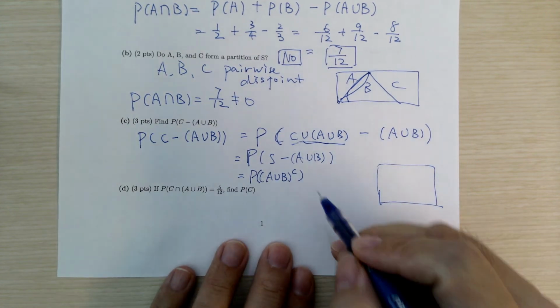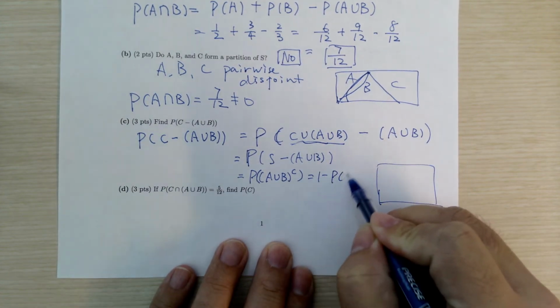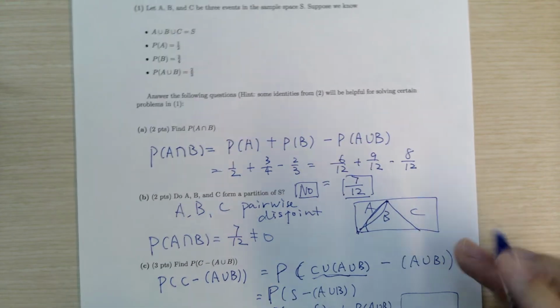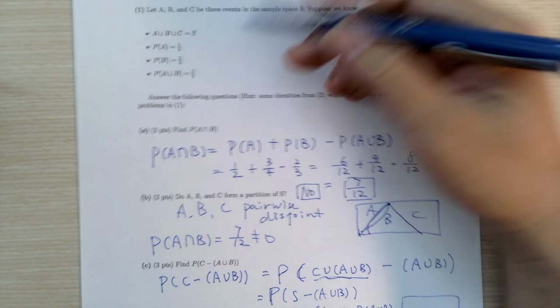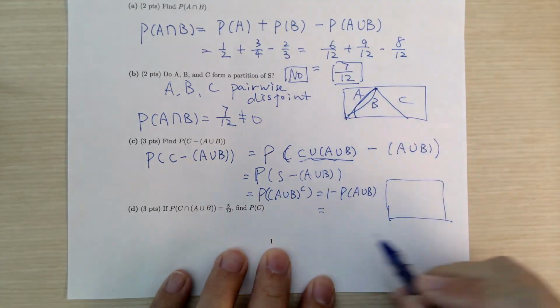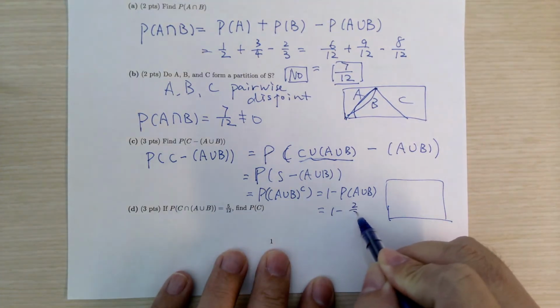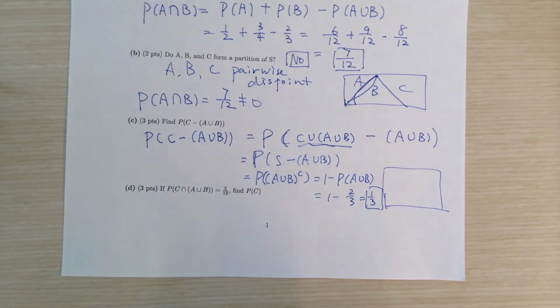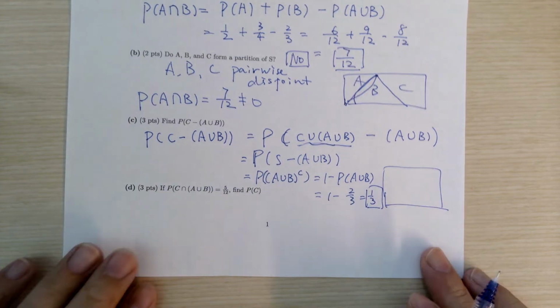So it's P of (A union B) complement. That is 1 minus P(A union B), and we know that P(A union B) is given, right? It's just 2/3. So it's going to be 1 minus 2/3. The answer is going to be a third. Okay. Last one.